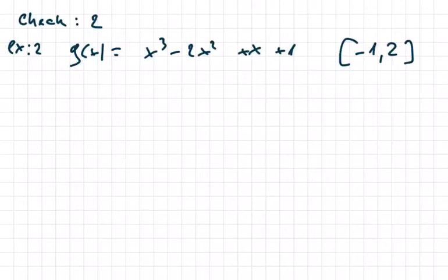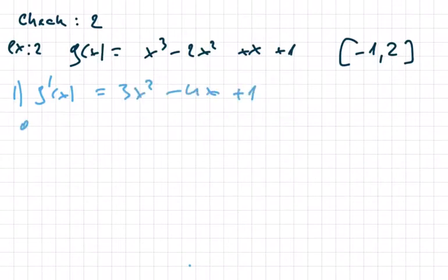Second example. Okay, the first step is finding g prime. We have 3x squared subtract 4x plus 1. Next we equalize with 0. We get 3x squared minus 4x plus 1 is equal to 0.